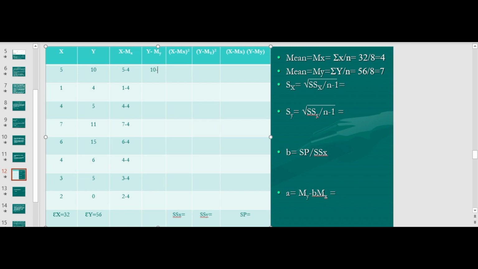10 minus 7 and 4 minus 7 and 5 minus 7 and 11 minus 7, 15 minus 7, 6 minus 7, 5 minus 7, and 0 minus 7.